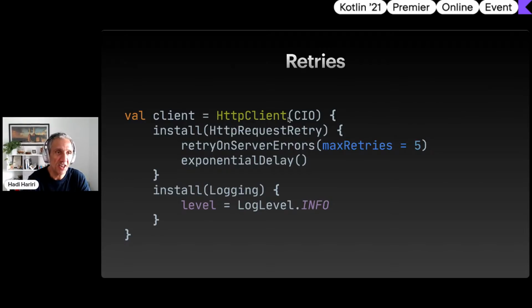So now you can just say retry on and then do a server error and then say max retries, for example, 5, and then you pass in the function exponential delay, which creates an exponential delay, makes it a little bit longer each time between the retries.